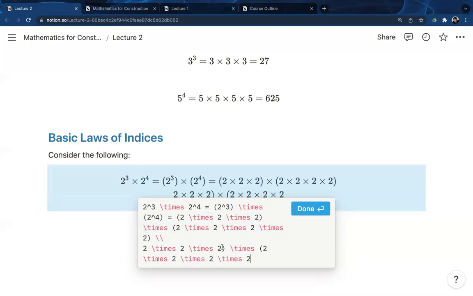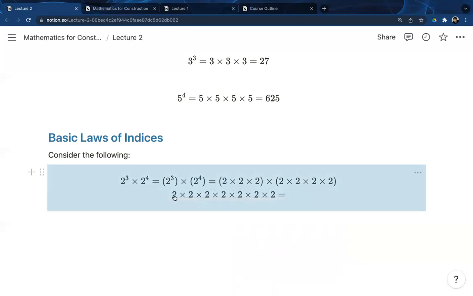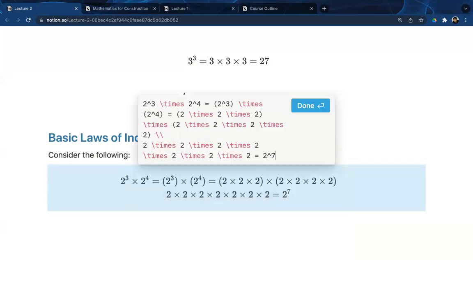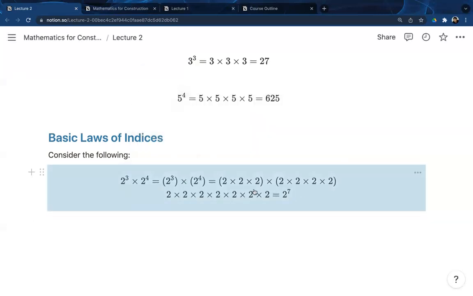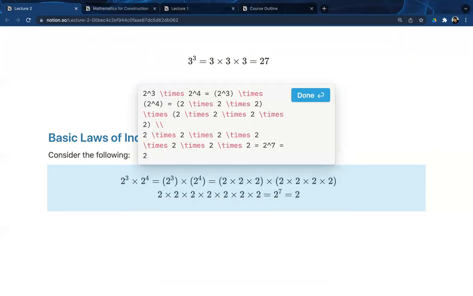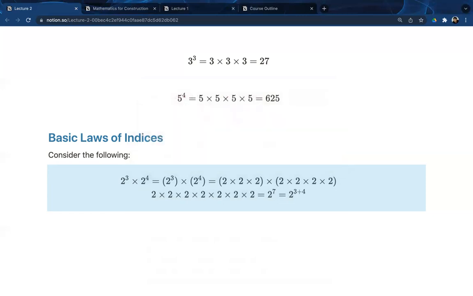So I can represent that now without brackets as 7 2s. It might be hard to see, 1, 2, 3, 4, 5, 6, 7, 7 of them in all. We know that is 2 to the power 7. But instead of expanding this out, there was an easier way we could have found that out. I have 3 2s here and 4 here, so 3 plus 4 is 7. So what it really ended up doing is writing 2 to the power of 3 plus 4.